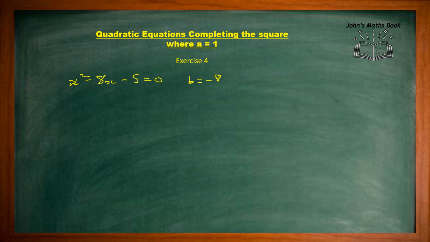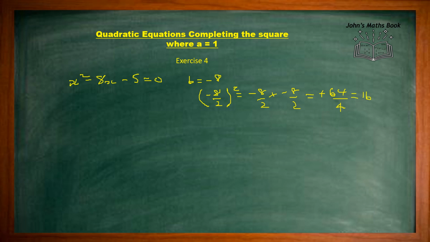So if we halve minus 8, we have minus 8 divided by 2, and then we square that. So that equals minus 8/2 times minus 8/2. So that is equal to plus 64 divided by 4, which is equal to 16.